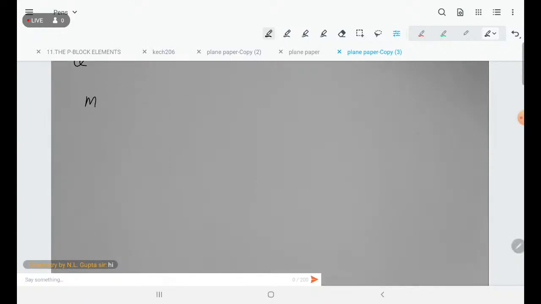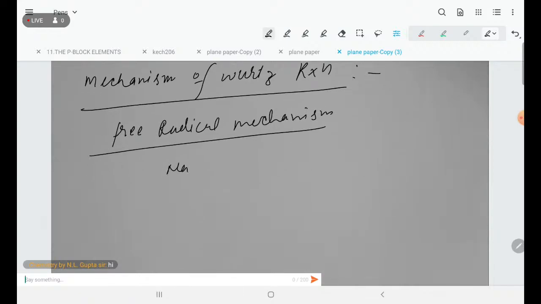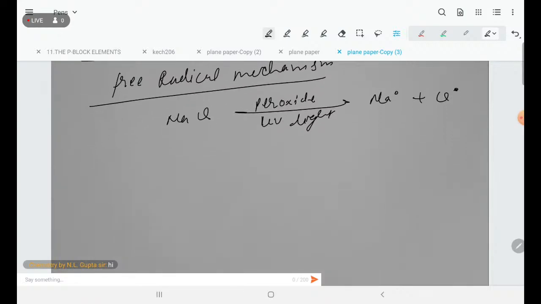Now, next one is the mechanism of Wurtz reaction. So when you talk about the mechanism, there are two mechanisms, student. First is the free radical mechanism. In presence of sunlight, student, if you are talking about NaCl, and peroxide, that we are not showing, or UV light, you can say UV light. So in presence of UV light, it is going to form Na plus and Cl free radical.